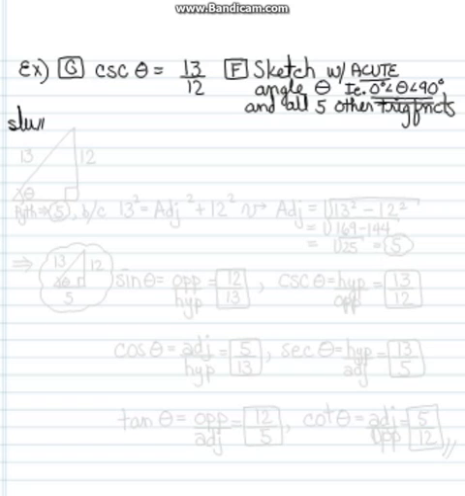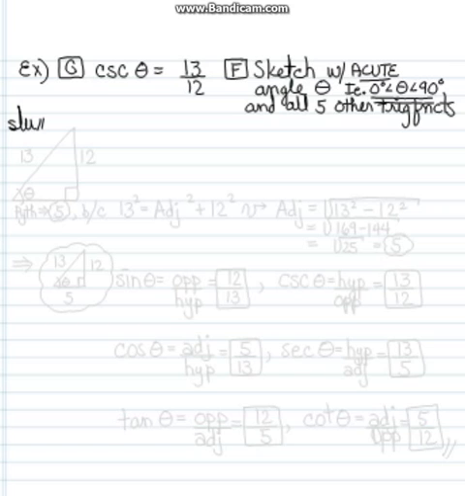If we're given that the cosecant of the angle theta is equal to 13 divided by 12, and then we're asked to find the sketch, a very good place to start is the sketch with the acute angle theta. Okay, what does acute mean? Acute means that the angle theta has to be between 0 and 90 degrees.